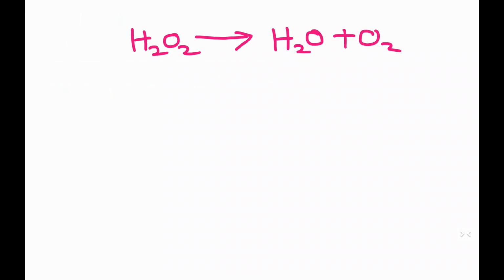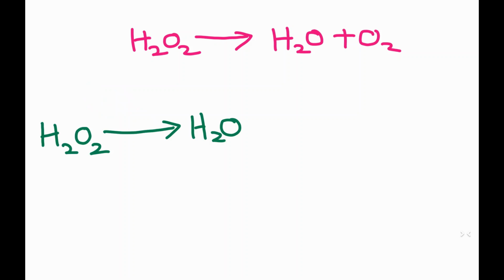Now we need to consider the decomposition reaction of hydrogen peroxide. When the decomposition happens, H2O2 becomes H2O and oxygen gas. So this is a disproportionation reaction. There are 2 half reactions, reduction and oxidation. First of all, this is the half reaction we are going to consider. Hydrogen peroxide becomes H2O. We need to balance the oxygen, because the oxygen oxidation state is going to change in this half reaction, so we have to add 2 in front of H2O.